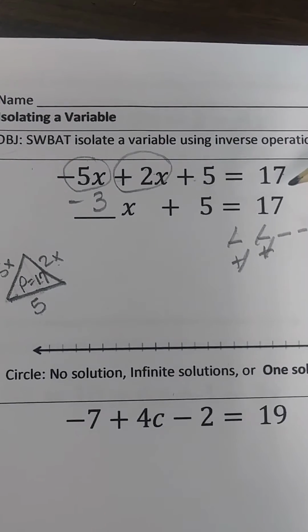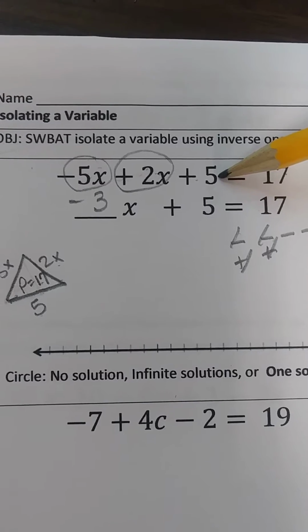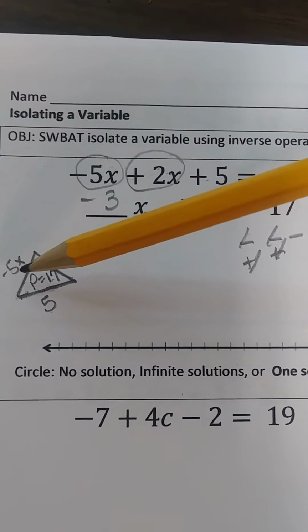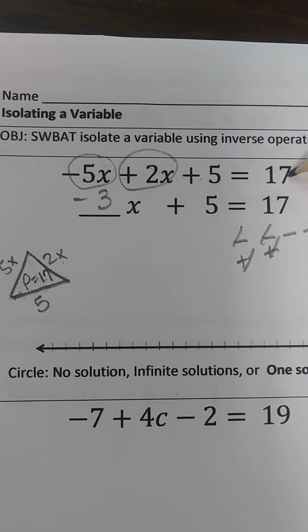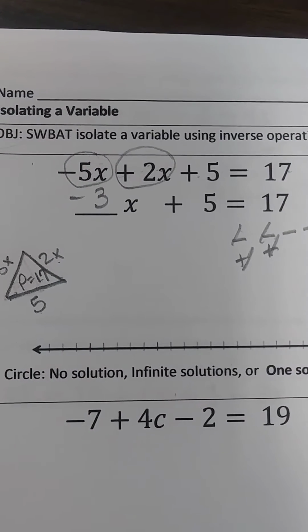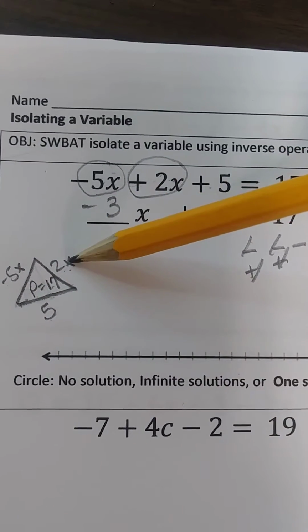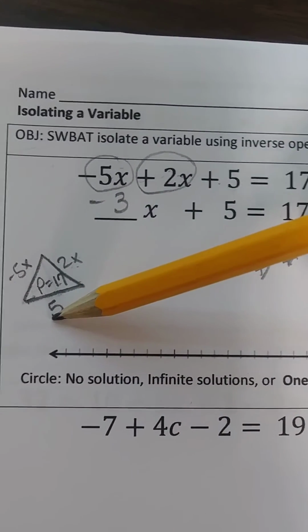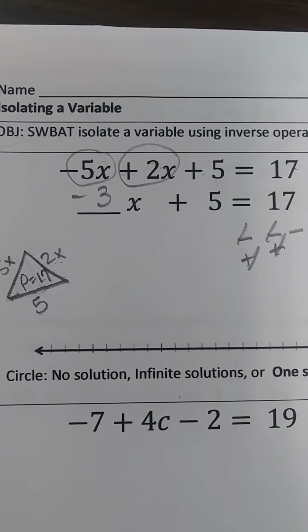Okay, let's look at problem number 1. I have 3 terms. Did you realize that that could be the sides of a triangle? And then after adding them together, you could set it equal to the perimeter. Look, negative 5x plus 2x plus 5 equals 17. Isn't that neat?